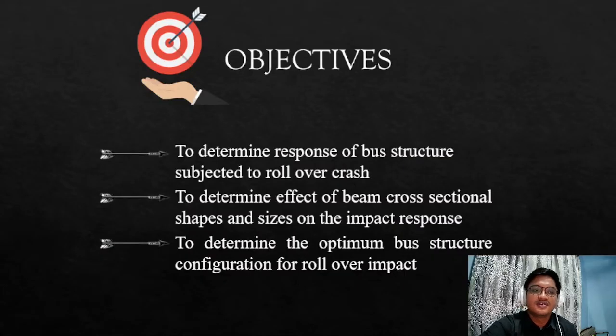So for the objectives of this study, the first is to determine the response of the bus structure subjected to rollover crash. The second objective is to determine the effect of the beam cross-sectional shapes and sizes on the impact response. And the third objective is to determine the optimum bus structure configuration for rollover impact.